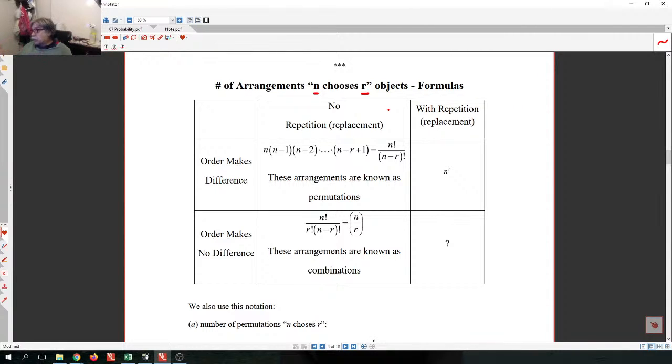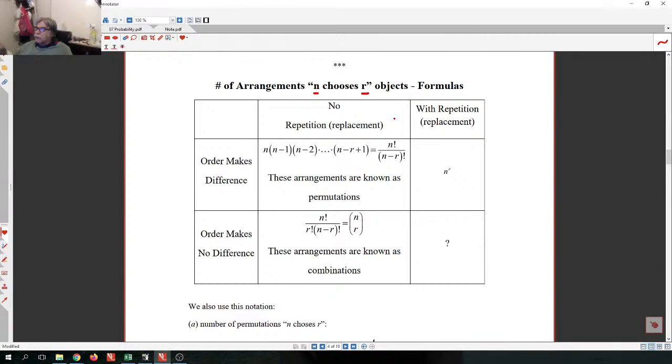the order mattered to you, meaning that it doesn't matter which object you're choosing first, which second, which third, and so on. So I listed that as order makes difference and order does not make difference. And then, of course, what matters also is whether you can use repeating of a choice. For example, the first object is the same as the second object, and so on. And that we call no repetition. If you don't have that choice, no replacement or no repetition.